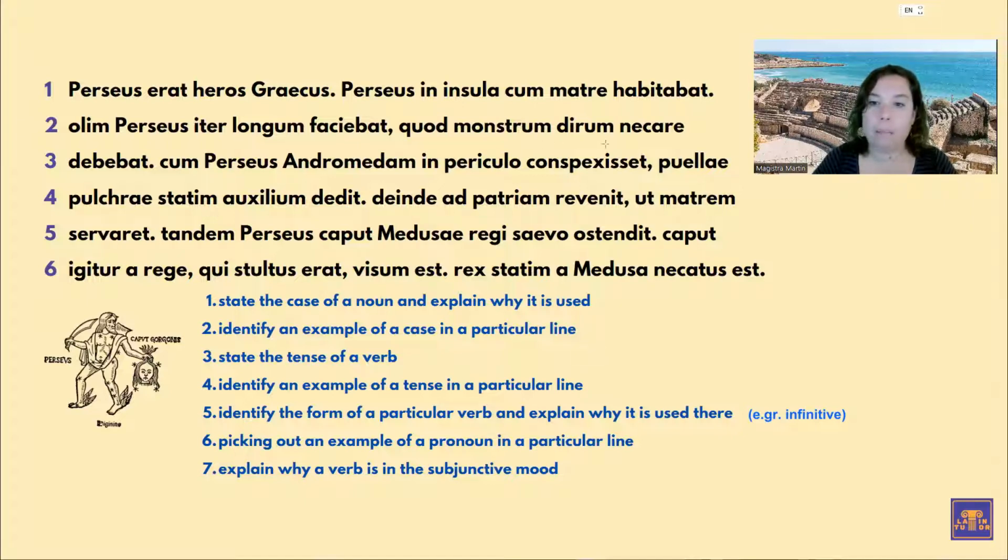So, for example, they might ask you, necare. Identify the form of necare and explain why it is used here. You must say this is an infinitive. You don't need to say the tense. Don't tell me if it's present, perfect. Obviously it's present, but you don't need to say. Just say it's an infinitive.